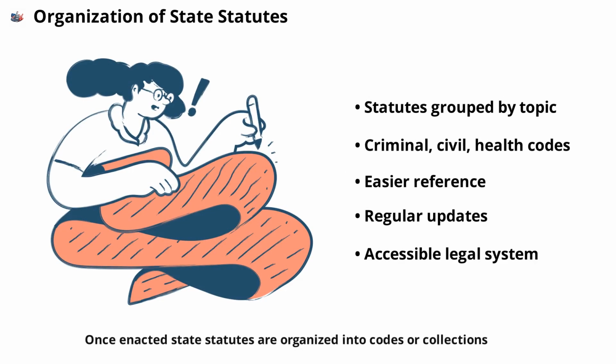Once enacted, state statutes are organized into codes or collections, often grouped by subject matter. For instance, there may be separate codes for criminal law, civil law, health, and education. These codes make it easier for lawyers, judges, and the public to find and reference specific laws. States regularly update their codes to reflect new statutes or amendments to existing ones. This organization ensures that the legal system remains accessible and up to date for everyone who needs to use it.